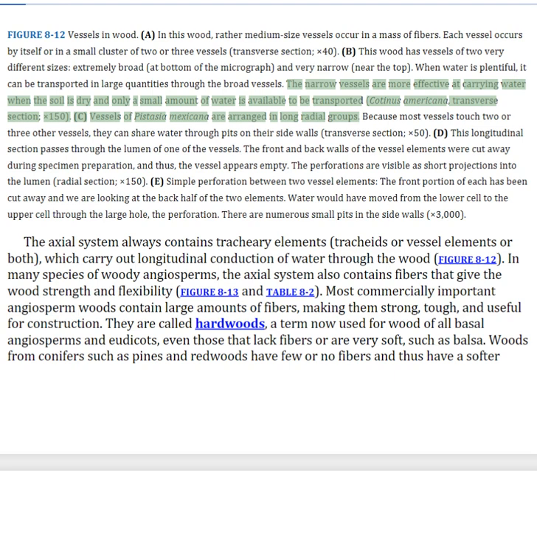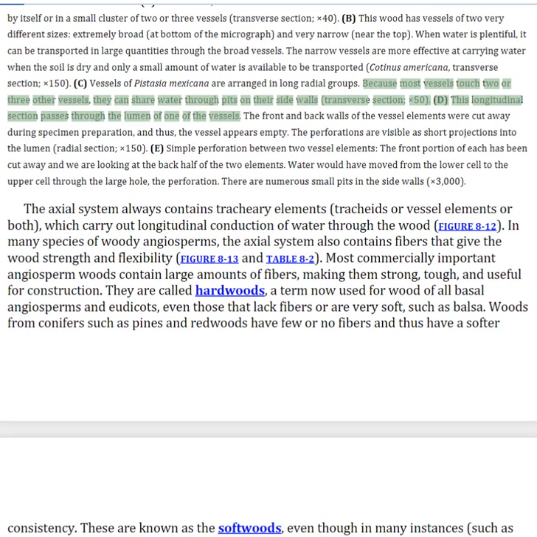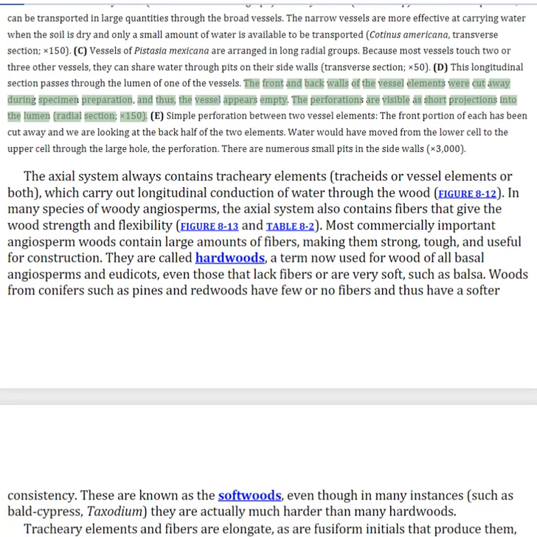Vessels of Pistacia mexicana are arranged in long radial groups. Because most vessels touch 2 or 3 other vessels, they can share water through pits on their side walls. This longitudinal section passes through the lumen of one of the vessels. The front and back walls of the vessel elements were cut away during specimen preparation, and thus, the vessel appears empty. The perforations are visible as short projections into the lumen.